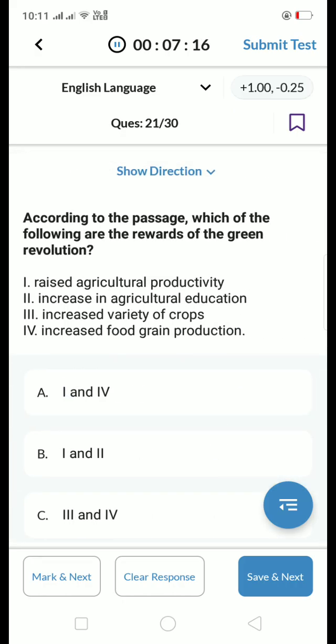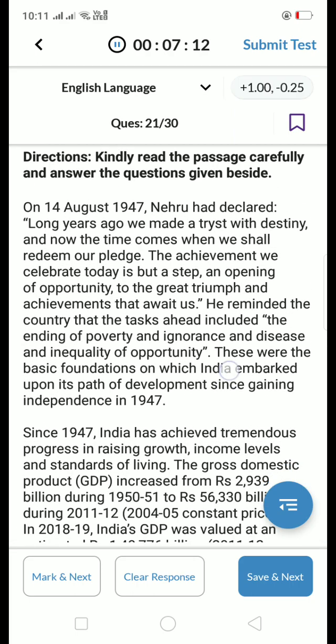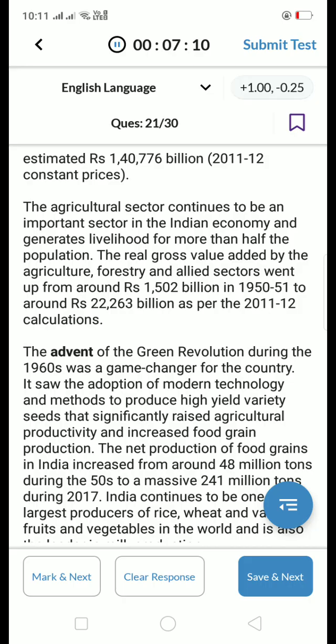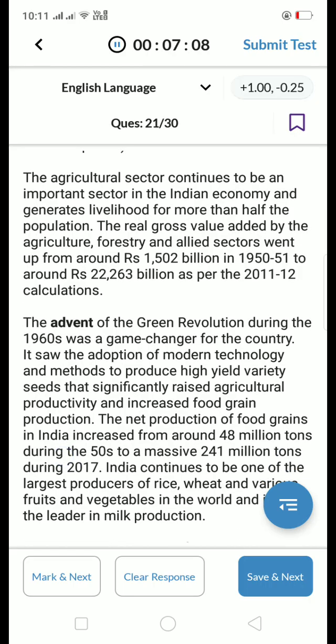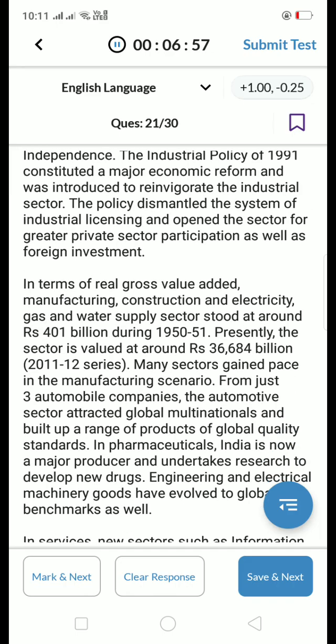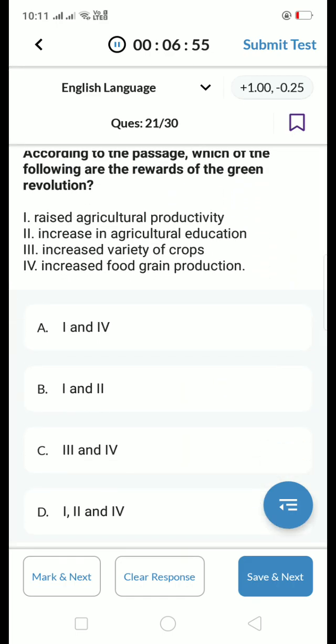According to the passage, which of the following are rewards of the Green Revolution? ग्रीन रेवोल्यूशन का रिवॉर्ड्स क्या क्या है? तो ग्रीन रेवोल्यूशन में हम लोग एक बात, advent of Green Revolution 60 was a game changer for the country. Its adoption of modern technology आया, methods to produce high HYV आया, seeds that significantly raise agricultural productivity बढ़ा, food grain production बढ़ा. ओके, तो in agricultural productivity yes बढ़ा.